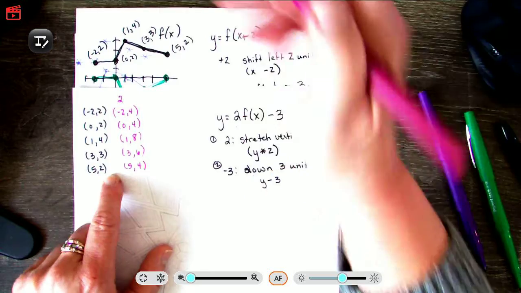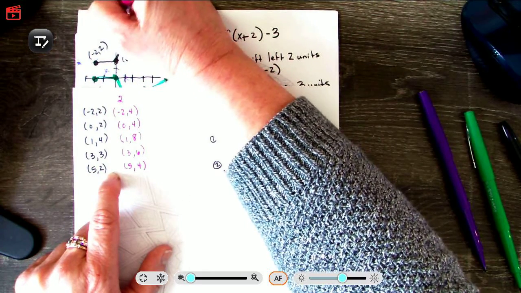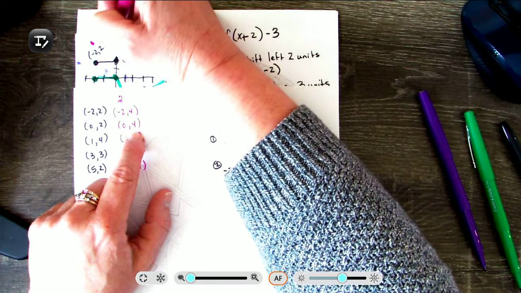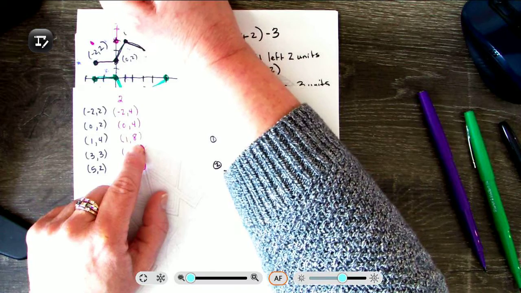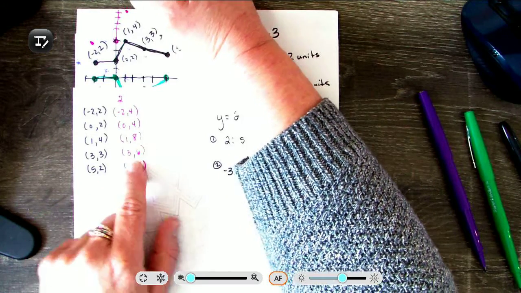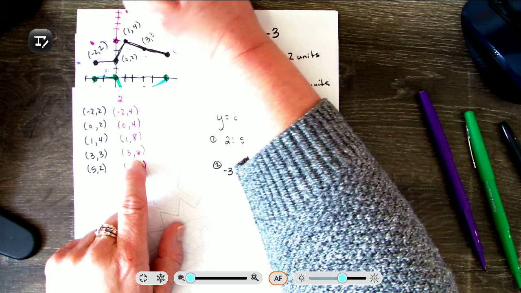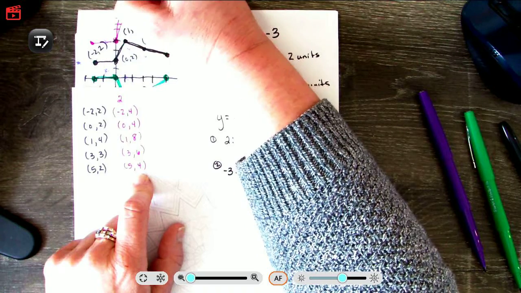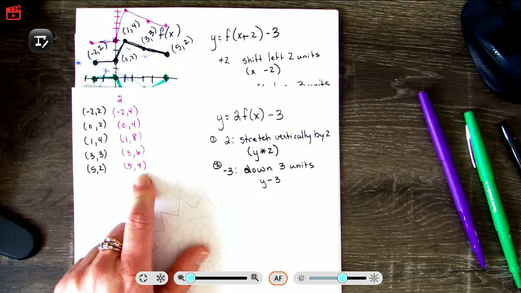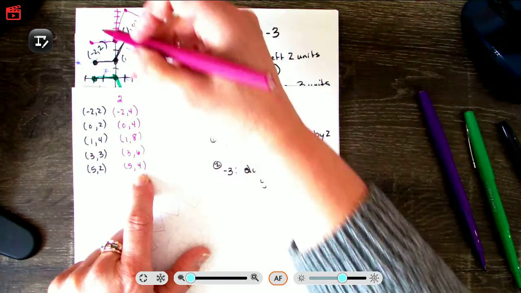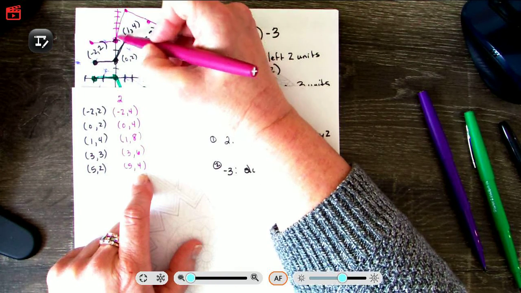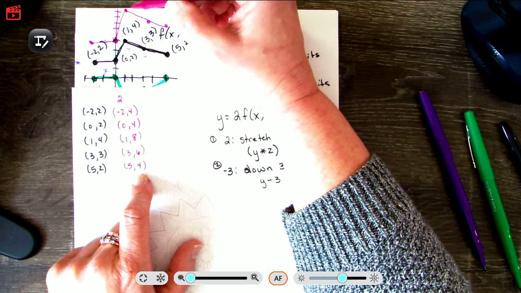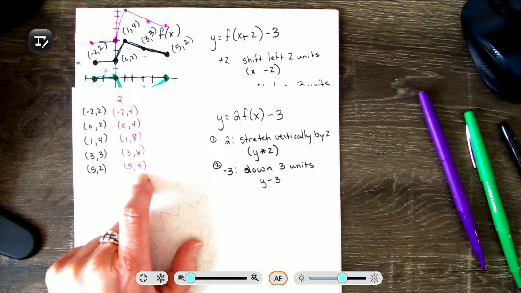For stretching, this negative 2 is going to be up here at 4. 0's 4. The 1 is going to be way up here at 8. Then 3, 6, and 5, 4. So this is going to get a little steeper, but the same basic shape. Basically we had a slope of 2, we now have a slope of 4. We had a slope of negative 1/2, we should be at a slope of negative 1, if I drew that carefully enough.